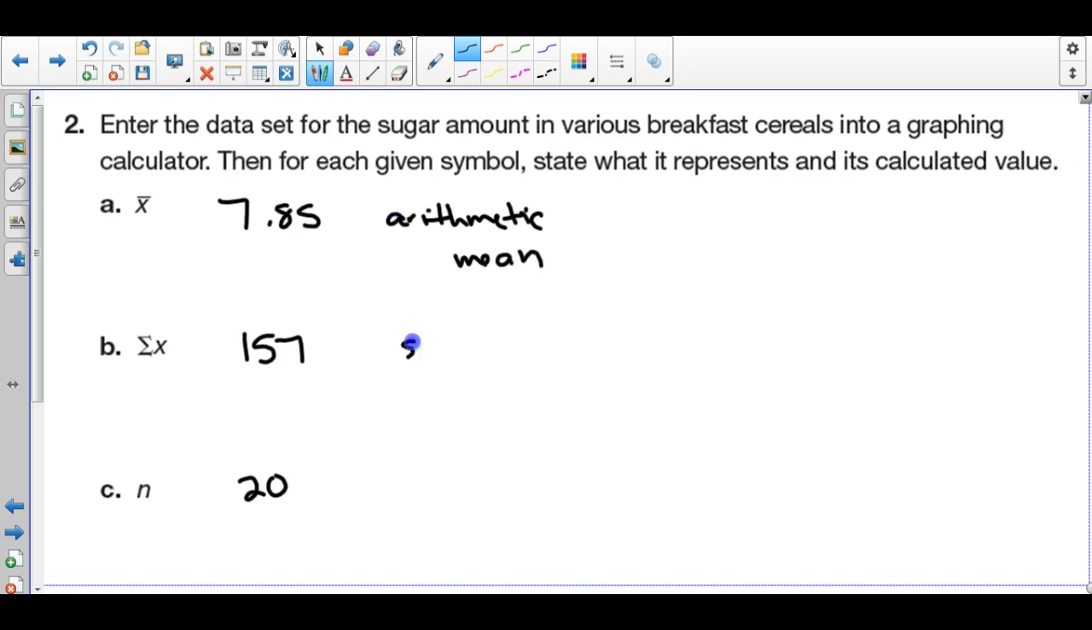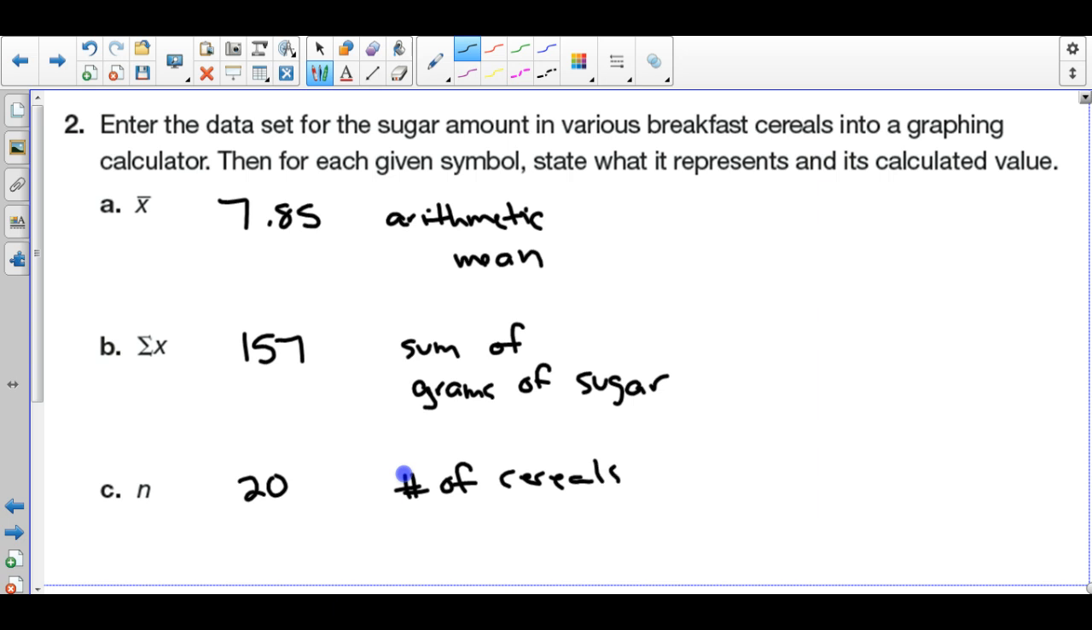This was your sum of amounts of sugar. I'll just write grams of sugar. And this was the number of cereals. So we took 20 data points and we averaged them together to get the 7.85.